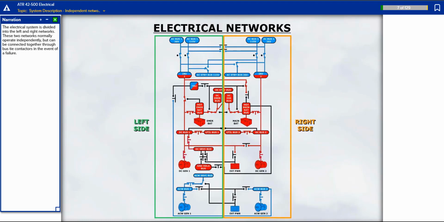The electrical system is divided into the left and right networks. These two networks normally operate independently, but can be connected together through bus tie contactors in the event of a failure.